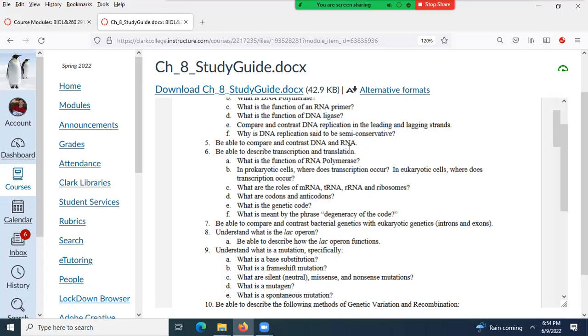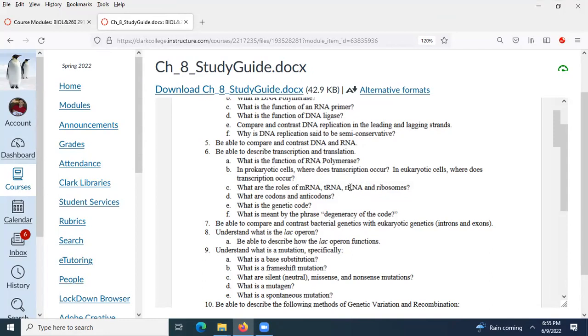Be able to compare and contrast DNA and RNA, be able to describe RNA transcription and then protein translation. Discuss what the function of the RNA polymerase is, where it binds to DNA, and how it moves along the DNA, transcribing the DNA to make RNA. In prokaryotic cells, you should discuss where transcription occurs. In eukaryotic cells, also where transcription occurs. Transcription only happens in the genes. The material of DNA which is not a gene will not be transcribed.